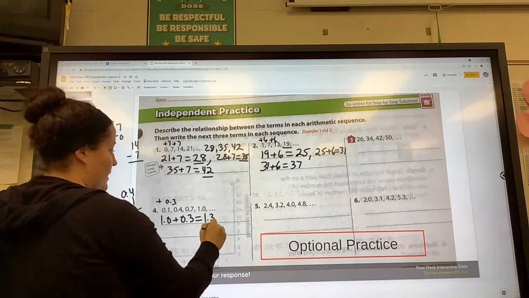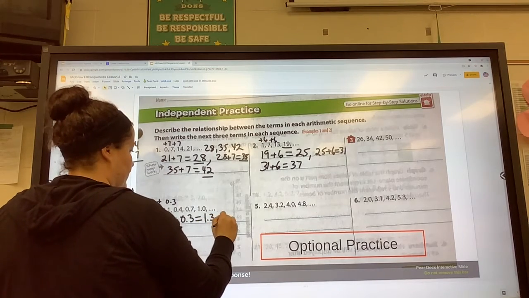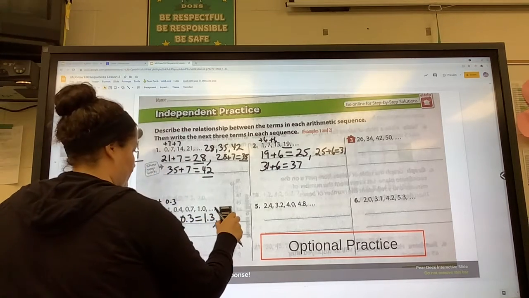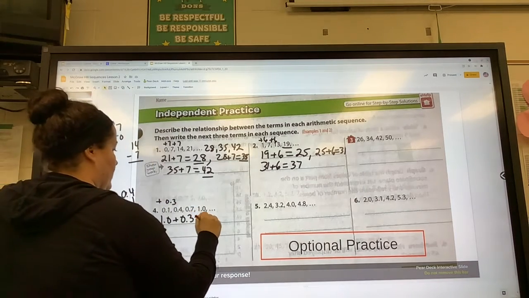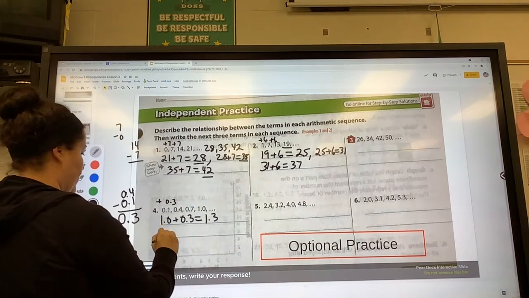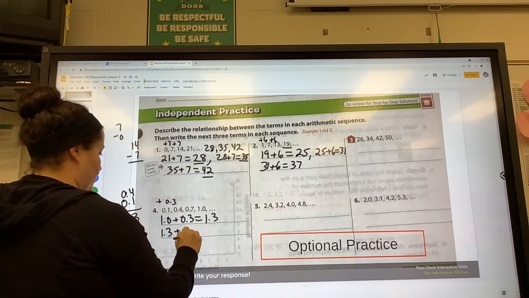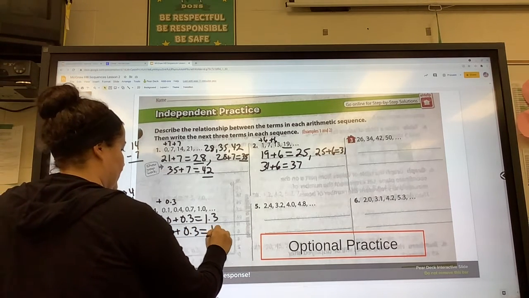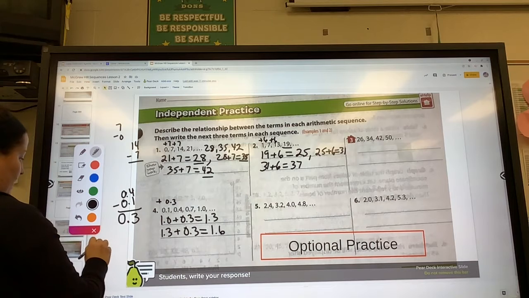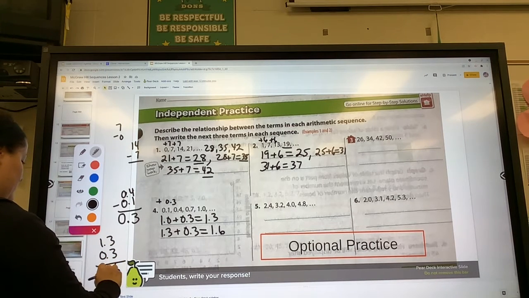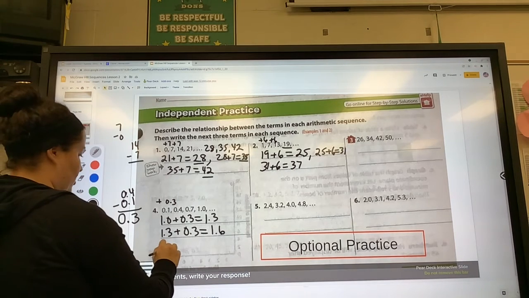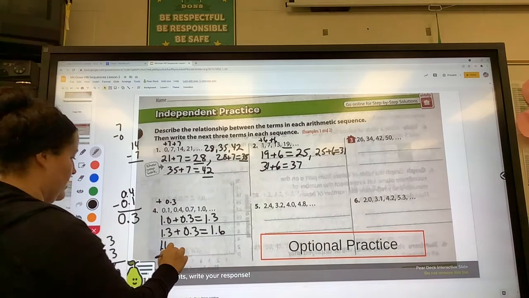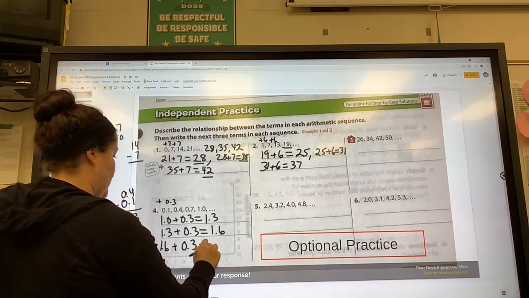1.3. Then you take 1.3 and you add 0.3 to that, 1.6. Remember, adding decimals, you have to line it up. Bring the decimal down and then bring that down. And then the last term, 1.6 plus 0.3 would be 1.9.